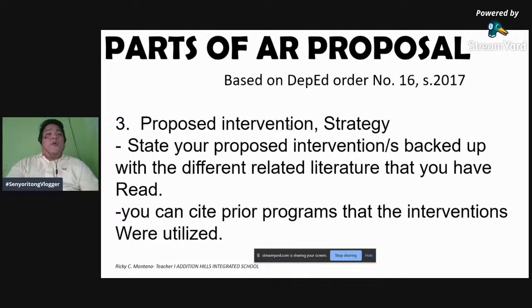So the intervention will come in, and then the strategy. When you propose an intervention and strategy, it will not be very difficult for you to state it because you have read a lot of studies about that. So you are going to back that up with the studies that you have read. In that case, doing an action research or proposing an intervention or strategy would not be very difficult, because you have this stored information about the problem, right?